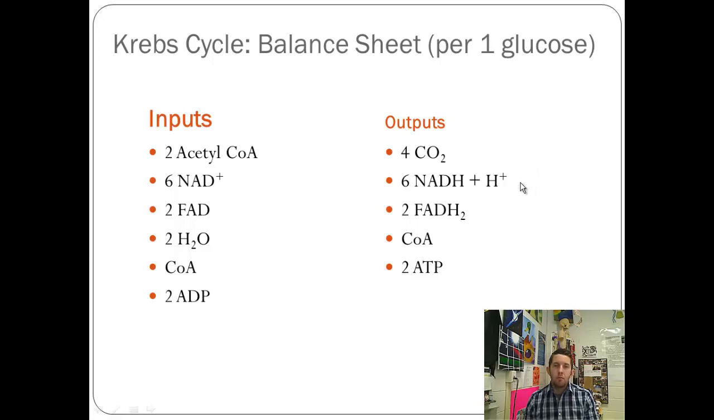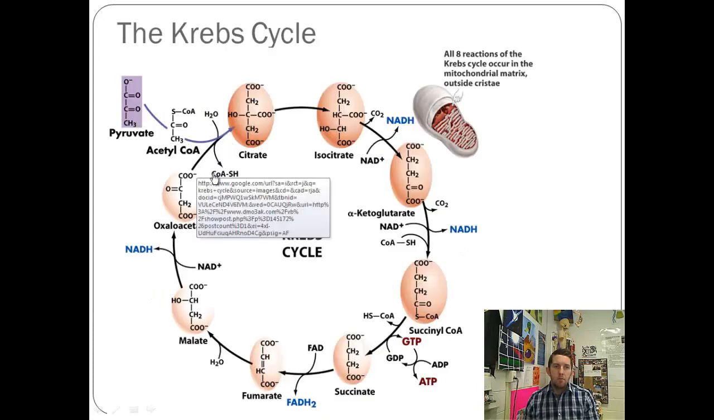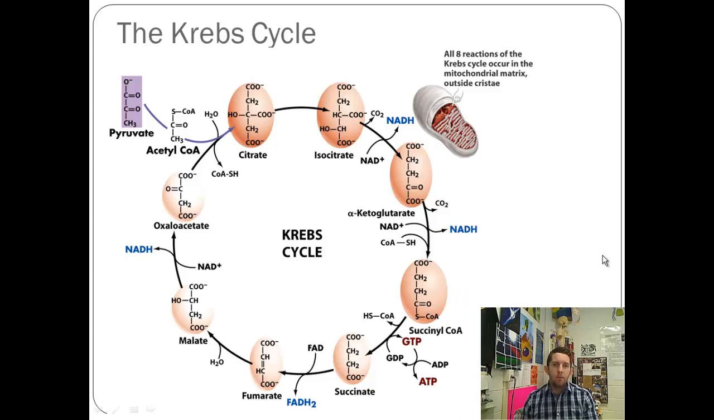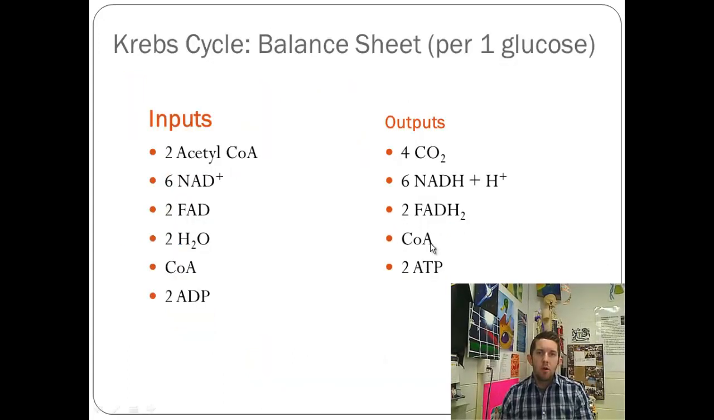1 glucose is going to make 6 NADH plus H's because it made 3 per spin. It made 1 FADH2 per spin. 2 spins means that it's going to make 2 of them. That CoA is going to be floating around. It's going to be recycled. It left from our acetyl-CoA. It's going to go back and be used in the transition reaction. It's going to destabilize succinyl-CoA here. So this CoA is going to be floating around, and we're going to make 2 ATP per glucose. And this was an input.